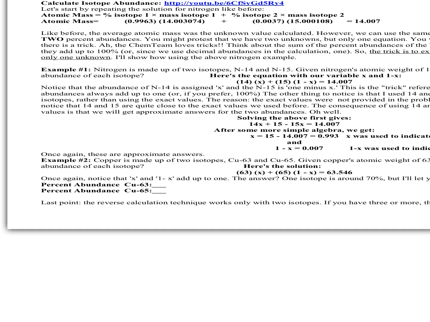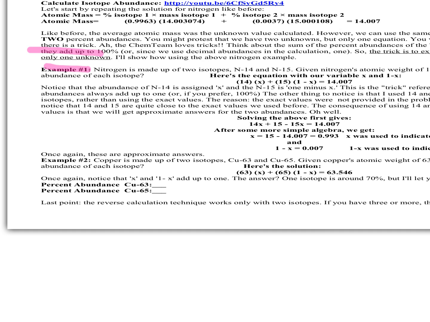However, we can use the same formula to calculate for the two percent abundances. You might protest that we have 2 unknowns and only 1 equation, and by math we can't do that. Except there is a trick. We like tricks. Think about the sum of the percent abundances of the 2 isotopes. The sum of the percents add up to 100%.